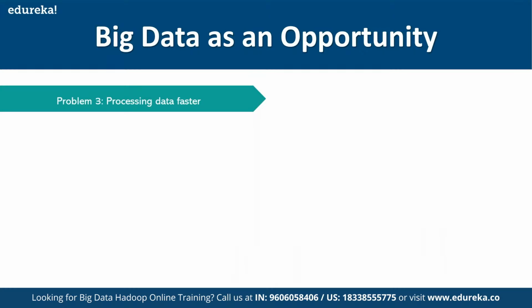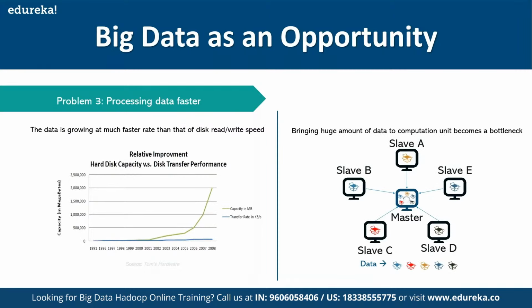The problem 3: processing data faster. So we saw that the data has to be processed, because as it is, the unstructured or complex data cannot be used. So when it comes to processing data, the next challenge or problem is processing it faster. Processing can take its own sweet time because of the huge data. Data is growing at a much faster rate than that of disk read and write speed, and bringing a huge amount of data to the computation unit becomes a bottleneck.